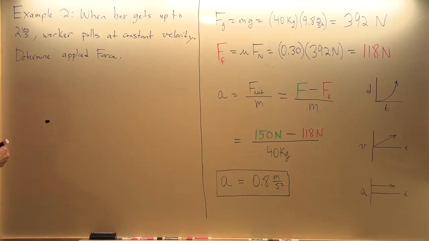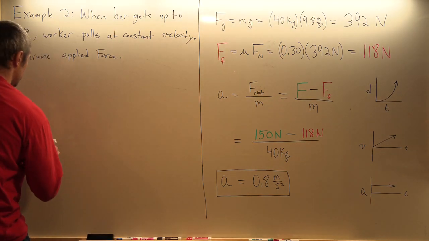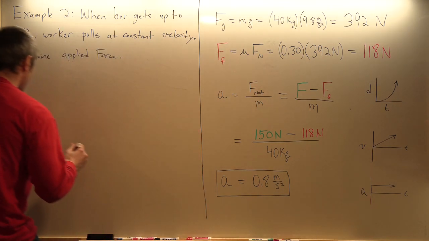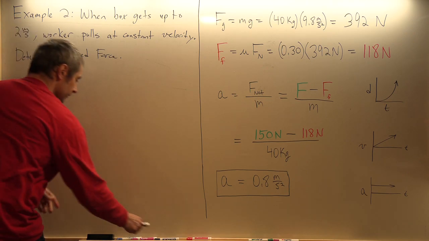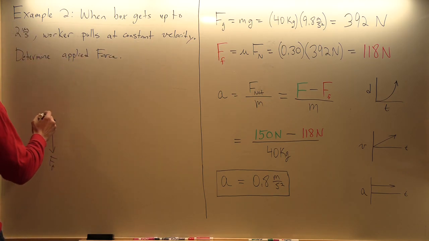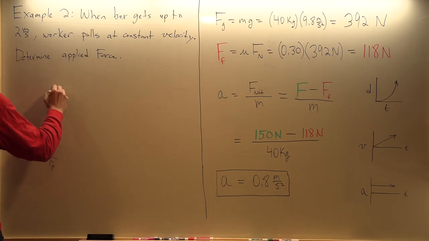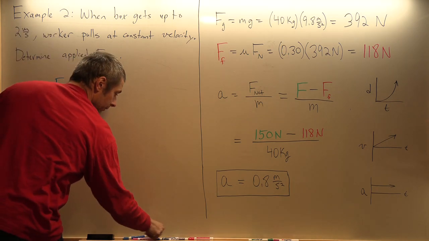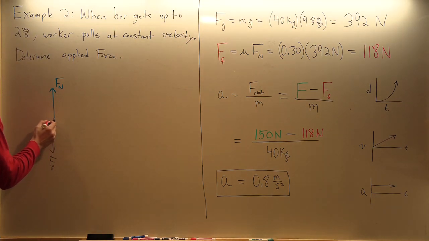So the force diagram in this instance, maybe I'll move it over just a little bit. We have force of gravity and normal force still, just as before. And they have the same magnitudes of 392 because nothing has changed in terms of the mass of the box. And as we're dragging along, friction is 118 in the backwards direction.